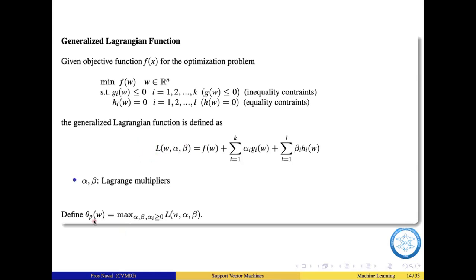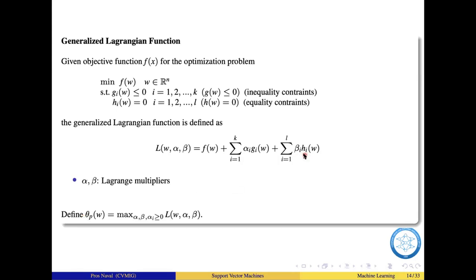Now let us define the maximum of this Lagrangian function. The Lagrangian function can be maximized, and we would like to maximize it. The value that will maximize it when we vary alpha and beta, subject to the condition that the alphas are non-negative, can be 0, is equal to theta p.